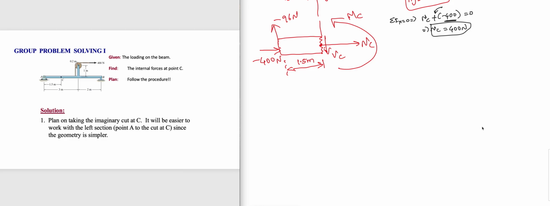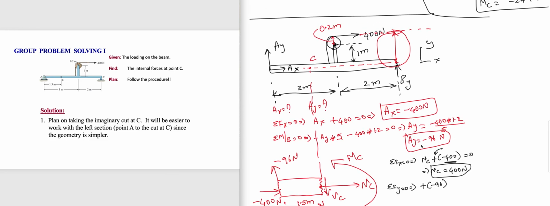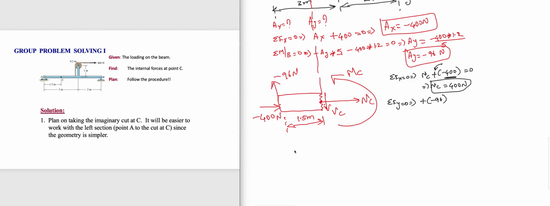Sigma Fy equal to 0 implies we have positive negative 96. Positive is because it's going up. Negative 96 is because of the value we calculated just now, right? I assumed AY is going up and I got negative. I still write the same thing. AY going up, it's negative 96. Negative VC because I assumed VC is going down, the direction. And any other thing in the y direction, nothing. That's it. Is equal to 0 implies VC is negative 96 Newton.